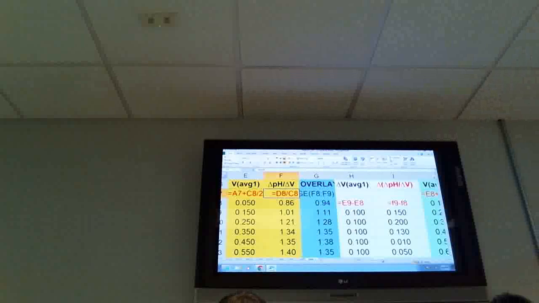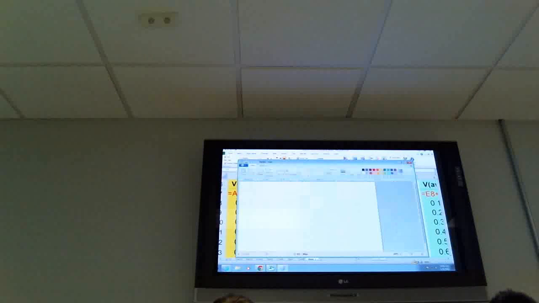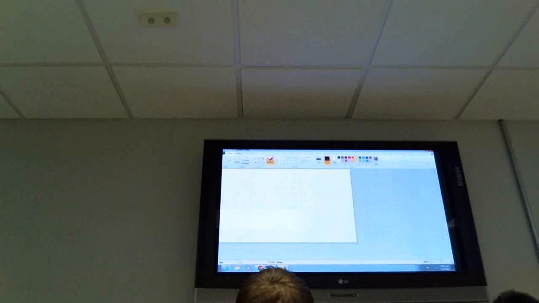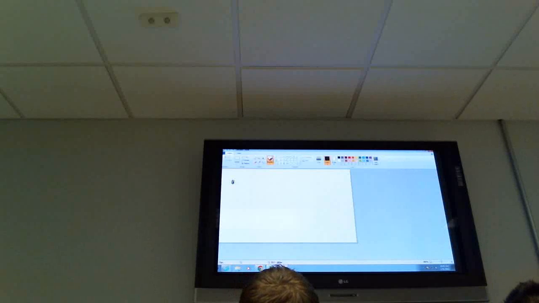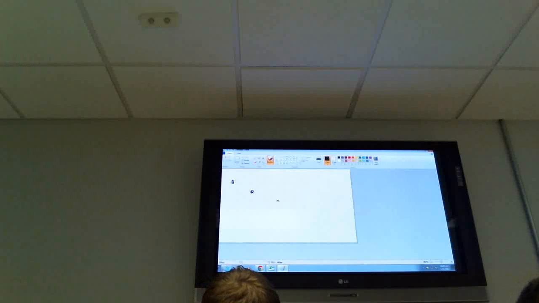You'll notice some weird stuff going on with the volumes, and the weird stuff going on with the volumes is primarily because of the overlay plot. And so what happens is this. Let's say I have a data point here. That's a data point here, and then a data point here, and then a data point here.